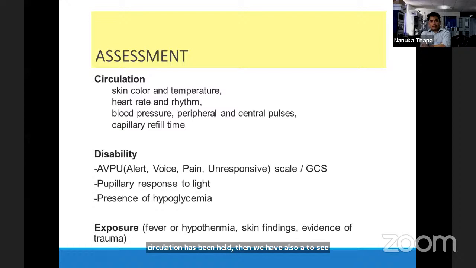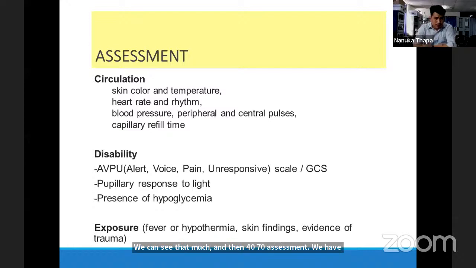and blood pressure has to be assessed, and as per appropriate percentiles, we have to see whether the patient is in hypotension or any hypertension is there. Peripheral and central pulses also have to be assessed. And capillary refill time, which is normally less than 3 seconds, we also have to assess in the peripheries, like in the nail beds. Then for disability assessment, we have to see the GCS, the Glasgow Coma Scale, or the AVPU scale.